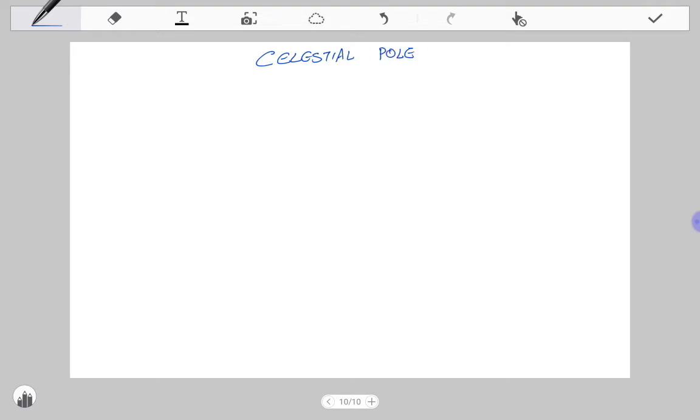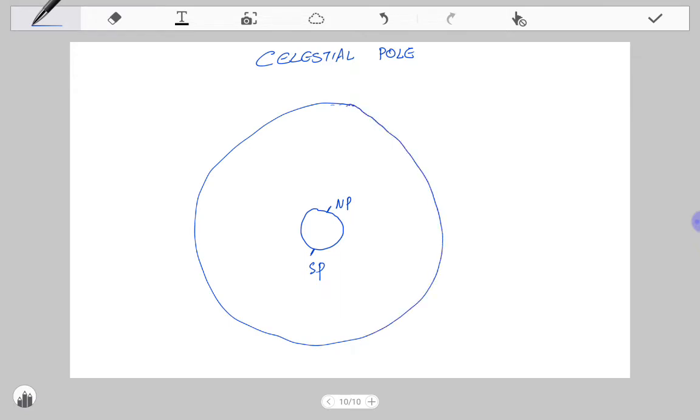Like I already told, the celestial sphere is a projection of the Earth, right? So this is our Earth. This is the north pole of the Earth and the south pole of the Earth. So when we project the Earth on the space, we have a celestial sphere, right?